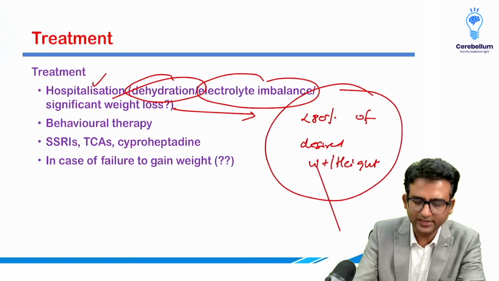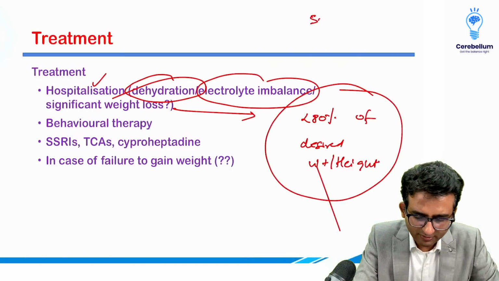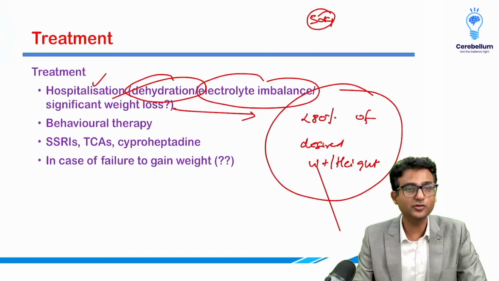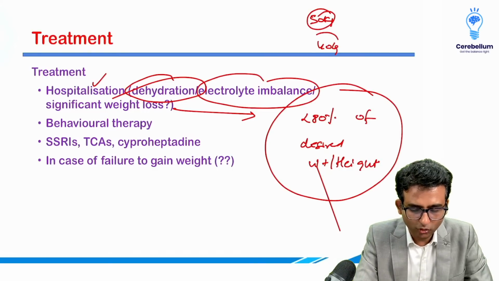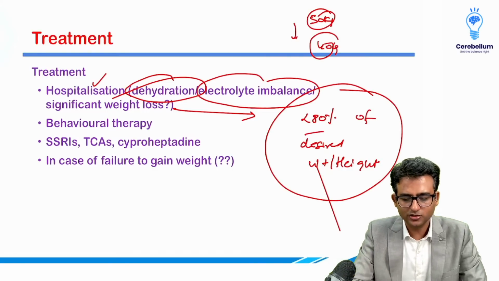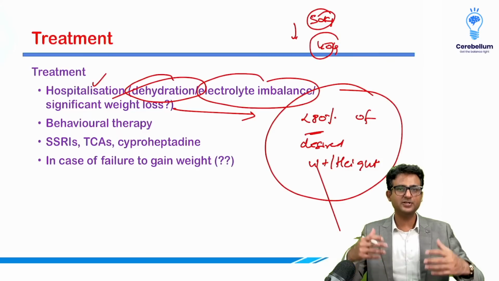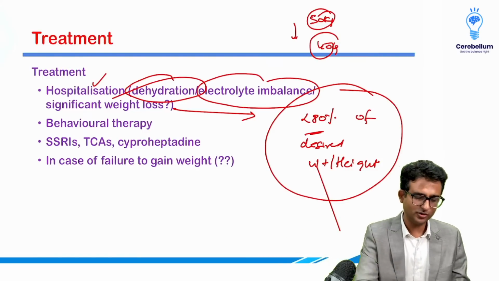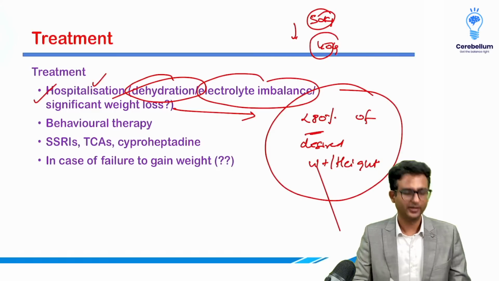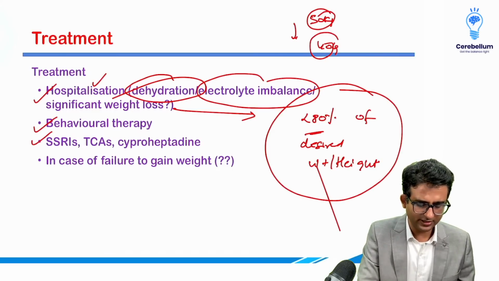Say according to the height of the patient, the weight should have been 50 kg. The weight has gone down to 40 kg. More than 20% drop ho gaya hai, so that the weight is now less than 80% of what it should have been. In that case, you hospitalize the patient. You do behavioral therapy, use certain medications.